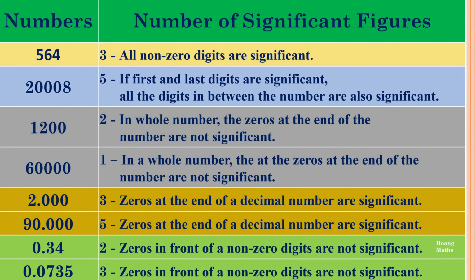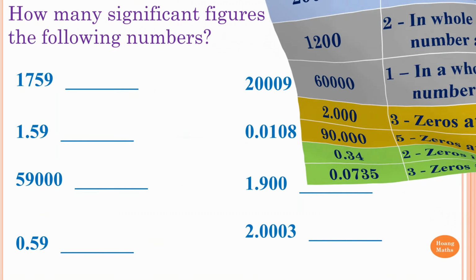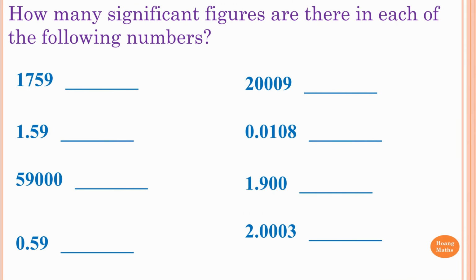The table has different types of examples that cover all the rules in significant figures. You can use this for your future reference. Please stop the video and try this one yourself to see if you remember all the rules that I just covered.